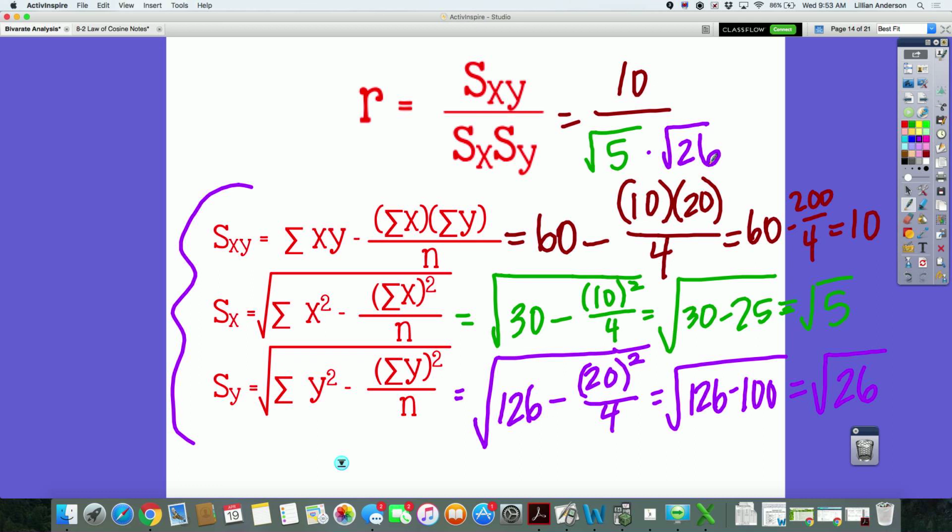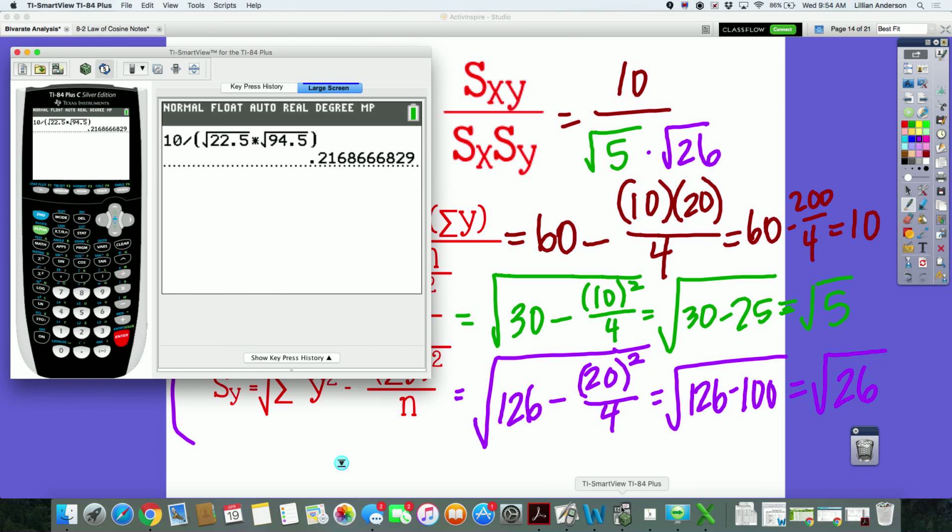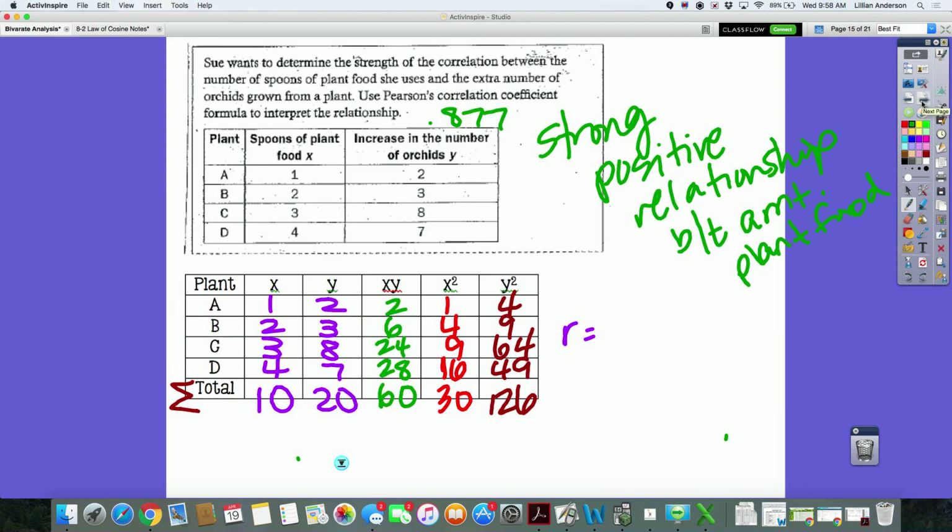So now at this point, we are going to have to use our calculator because I don't know what the square root of 5 or 26 is. I have an idea, but I want to make sure I get it as close as possible. Okay? So I'm going to do 10 divided by, in parentheses, the square root of 5 times the square root of 26. Because I want to make sure that my calculator knows I want to multiply those two square roots together, and then that's the denominator that 10 is being divided by. So we get 0.877, which is the same thing we got when we did it using our calculator.